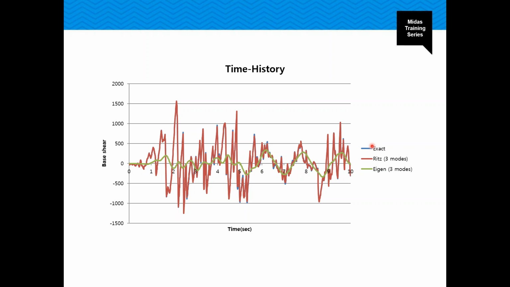In this graph, the base shear forces are compared between the Ritz vector method and the eigenvector method. As you see here, the base shear forces by the Ritz method are almost the same as the exact results, but the results by the eigenvector method are much smaller than the exact results. We can say that if the same number of modes are considered, the Ritz vector method gives more accurate results than the eigenvector method.